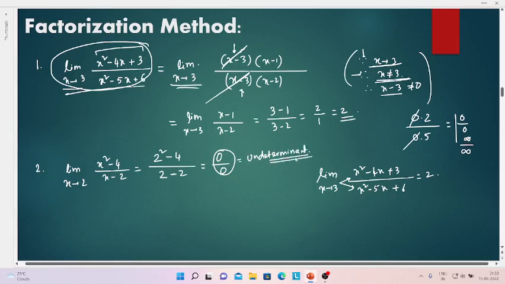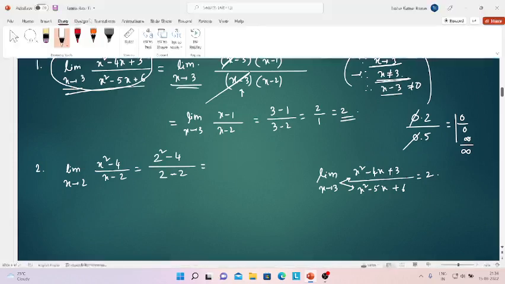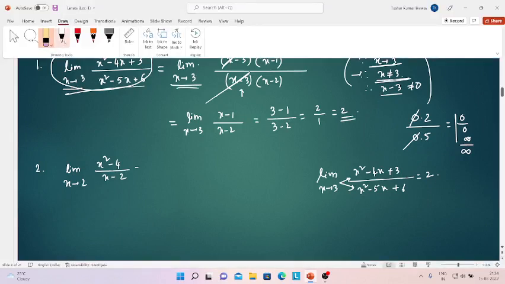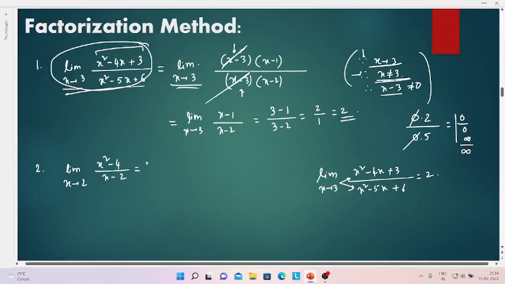I mean this is an undeterminate form, right? So that particular thing has no value actually. So the substitution method didn't work. Since the substitution method didn't work, you have to go to another method. Here you can see we can use the factorization method in this particular example also, right?